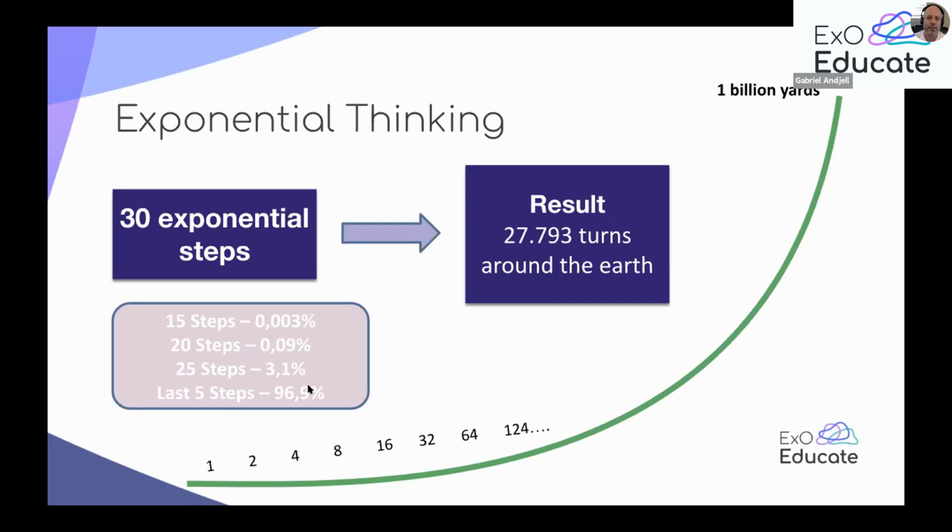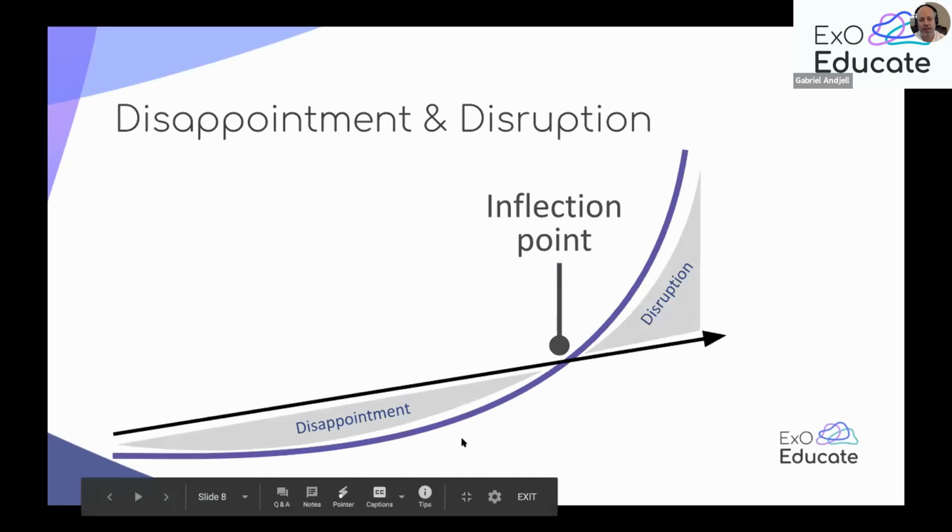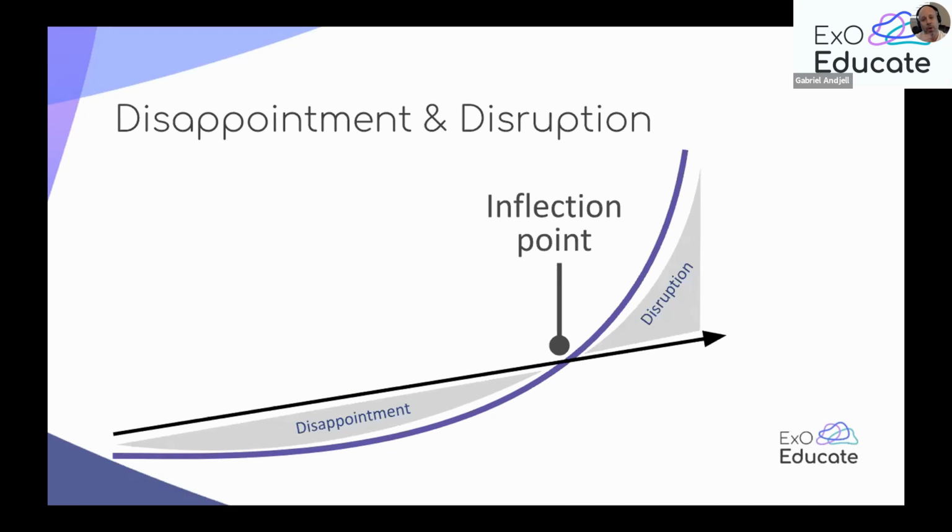So there is a period of time where you're moving forward but you don't see the results. There is a phase we call the disappointment phase. When you compare these two approaches, the exponential way and the linear way, that's something very typical. As you can see, on the exponential side, there is a phase that we call the disappointment phase.